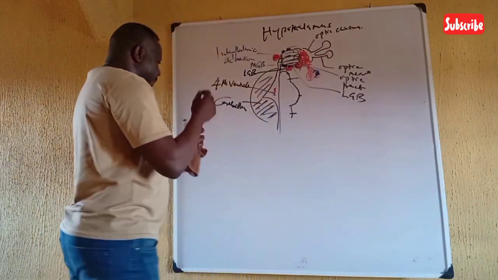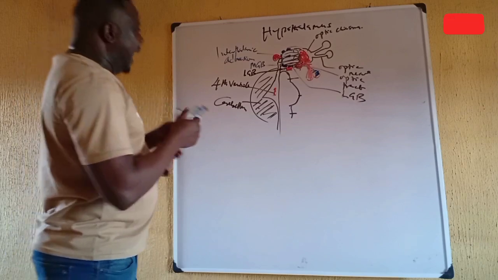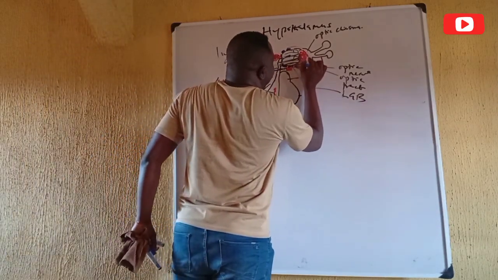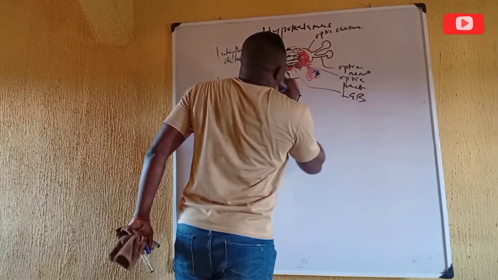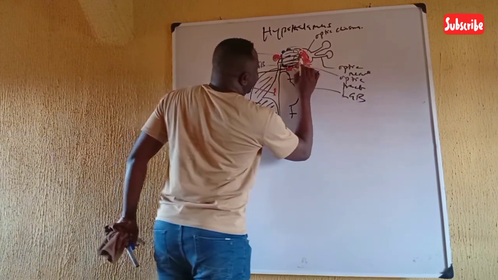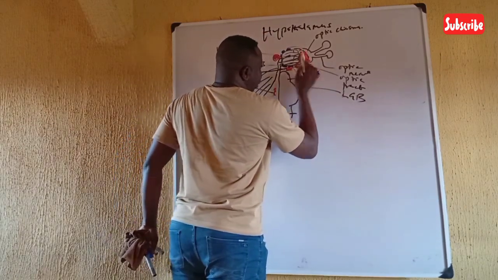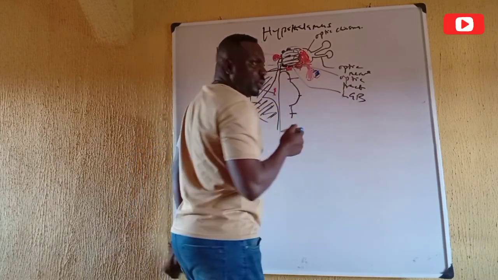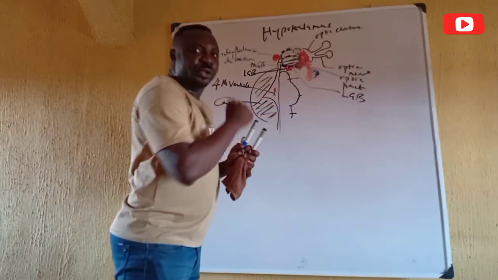So from this diagram, you will observe that the hypothalamus is posterior to the optic chiasma, and it lies anterior to the thalamus and the third ventricle. And of course, it's also inferior to the thalamus. Now, let's draw another structure.